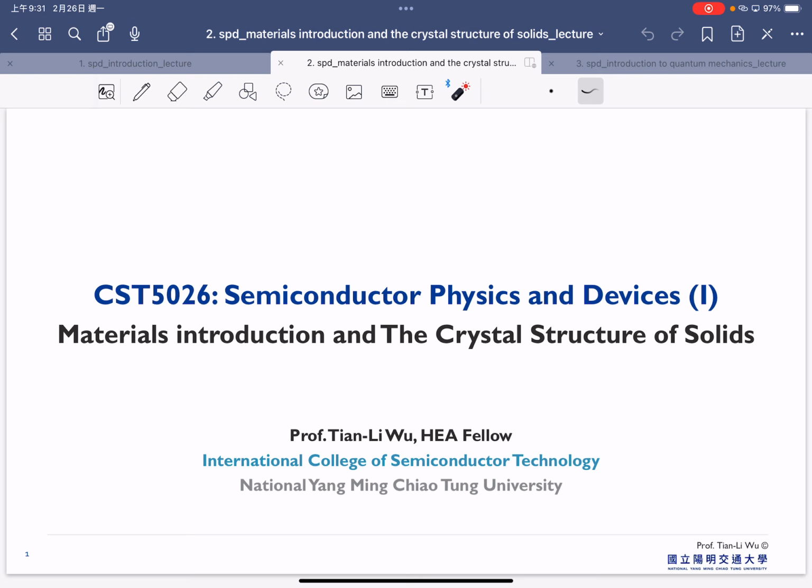So today we will start to introduce the materials. We will introduce some key materials for semiconductor devices, and also we'll start to go through the basics of why the crystal structure of semiconductor devices can give us some very unique properties.